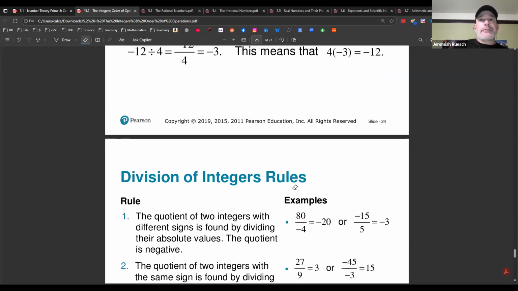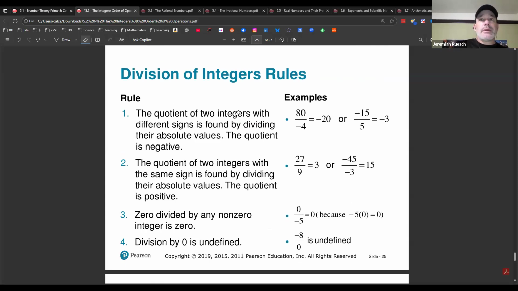All right. So let's look at some examples. In this case here, you have 80 divided by -4. So how many groups of size -4 are there in a positive 80? Well, there are -20 groups of -4 in 80.